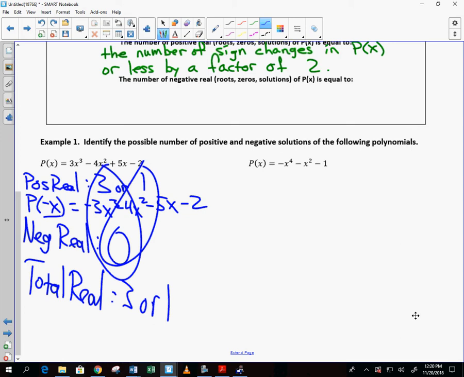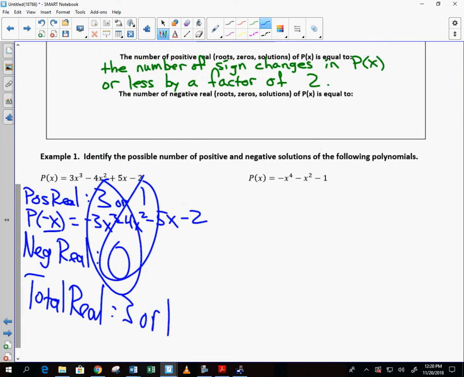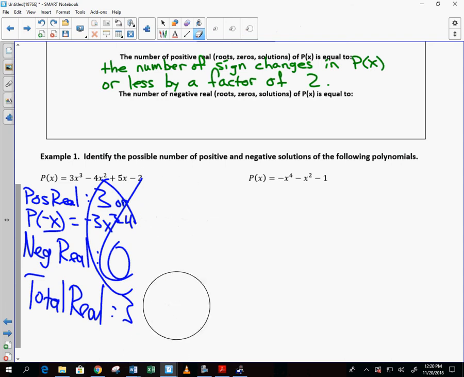Oh, I'm sorry, I forgot to list this part. That's what happened when I picked up the microphone. We'll get back to it. Let's look at a second example.